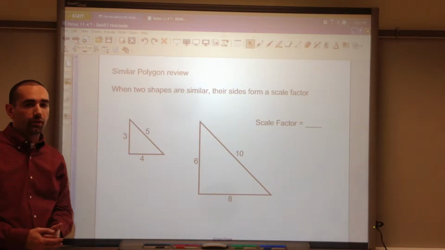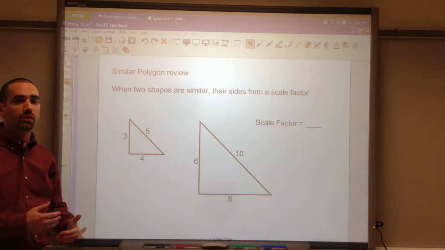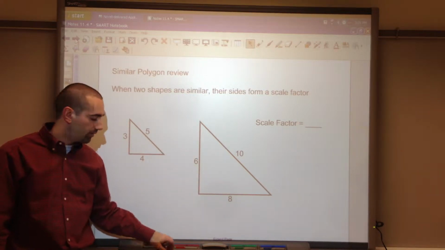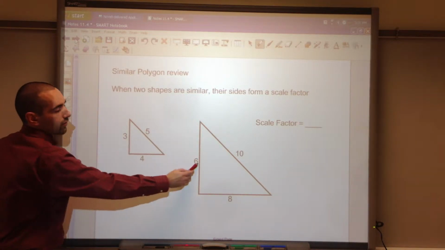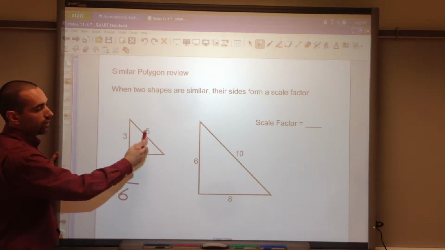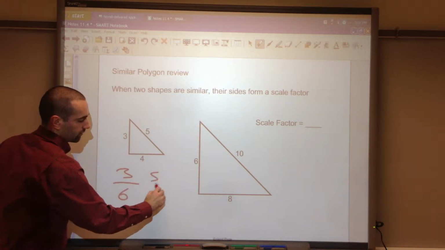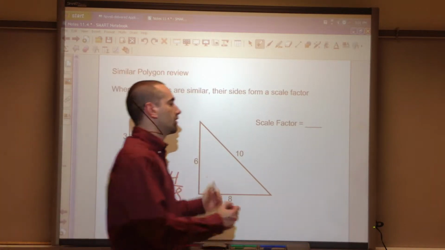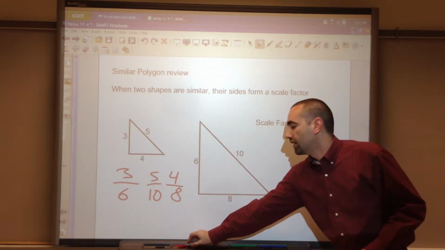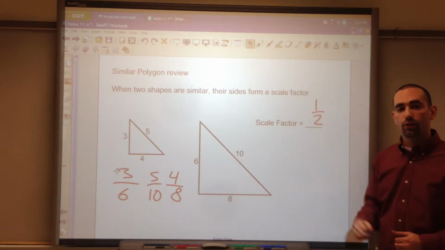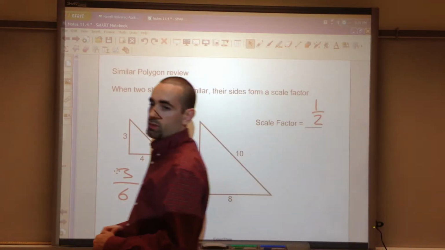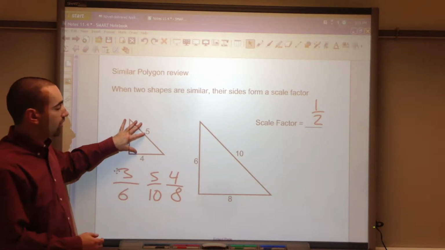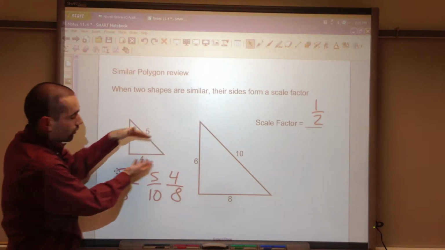Alright, so similar polygon review. Let's talk about what it means for shapes to be similar. Two shapes are similar. Their sides form a scale factor. So here, smallest over smallest, 3 over 6. Largest over largest, and the middle over middle. And if I reduce every single one of these, they all reduce to the same scale factor of 1 over 2. That's what it means to be similar. You have the same scale factor. It's basically, I just took this image and I enlarged it, or I took this image and I shrunk it.